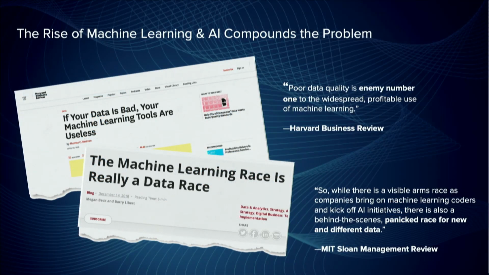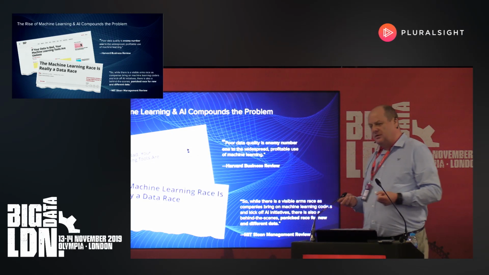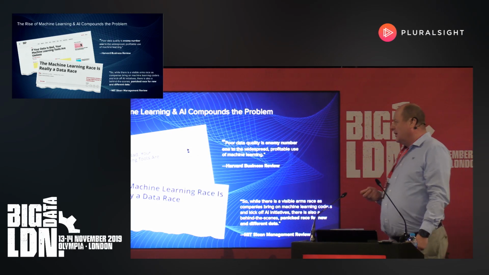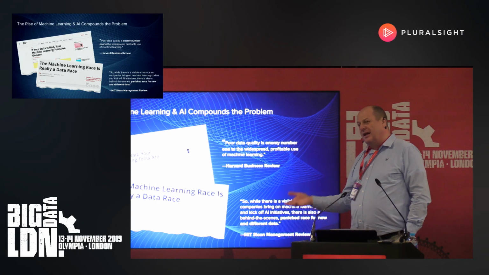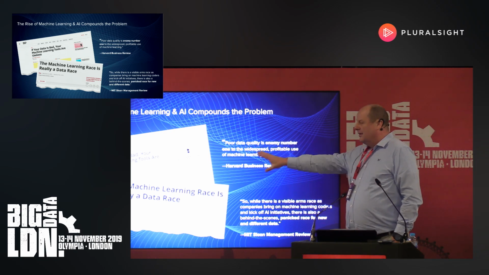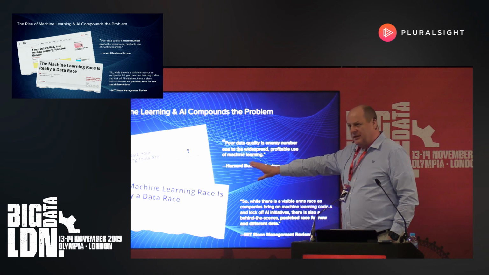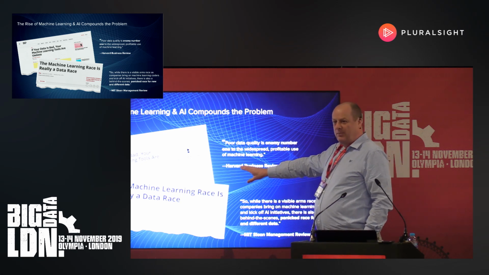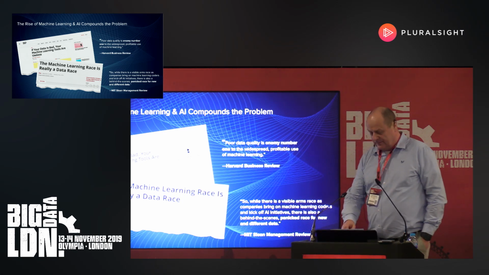And this has been said, this is basically Harvard Business Review. There's a lot of money being spent on AI and machine learning, and there's a sort of a war going on trying to find the best models and the best algorithms to use on your data. But if the data's not of good quality, it's not timely, it doesn't matter how fantastic the algorithms are. If the data's poor, you're going to get poor results.